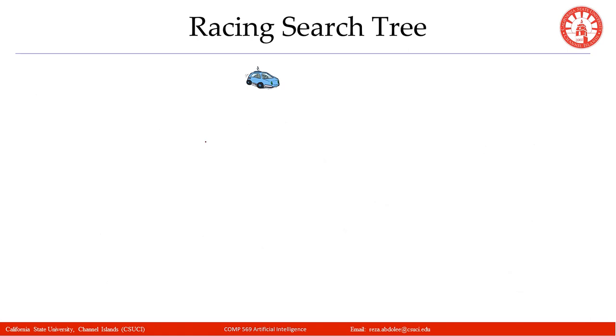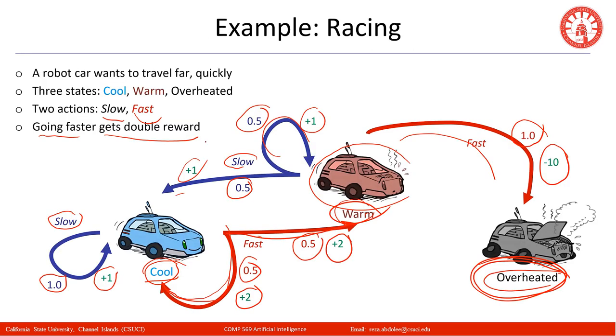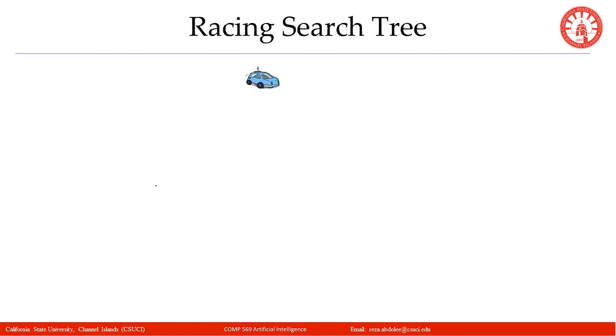Okay, we can also draw the search tree for this Markov decision problem. To draw the tree, we start from one of these states. It doesn't matter which state, but we don't choose the terminal state. We can choose either the warm state or the cool state. Here, we decide to choose the cool state, so we start from there. And two things can happen. If we go slow, then the car can go back to the cool state again. And if we go fast, then two things can happen. So this is for the slow.